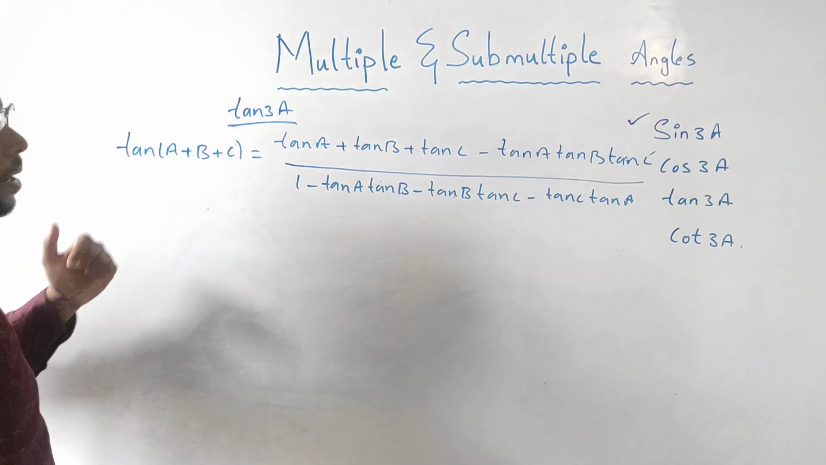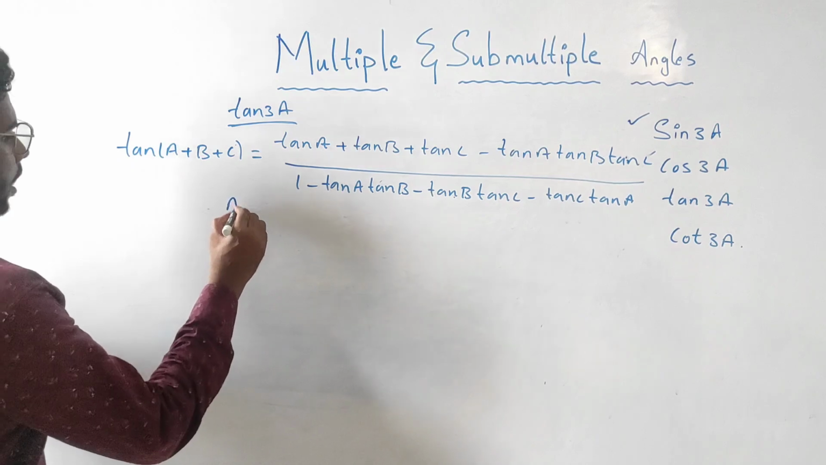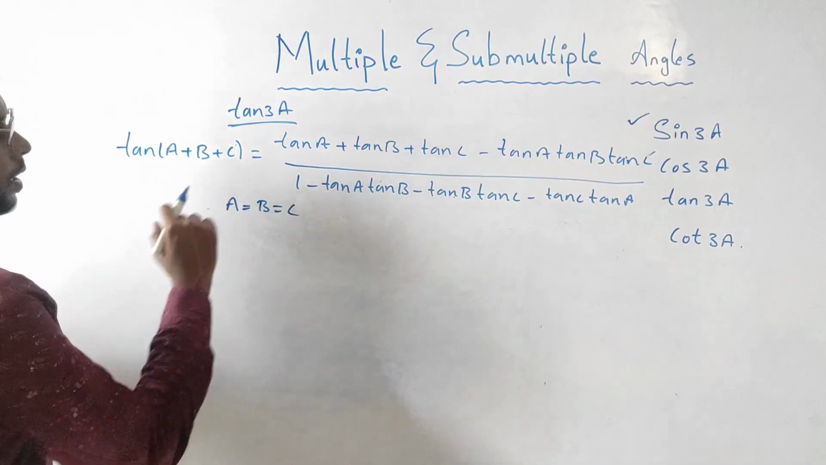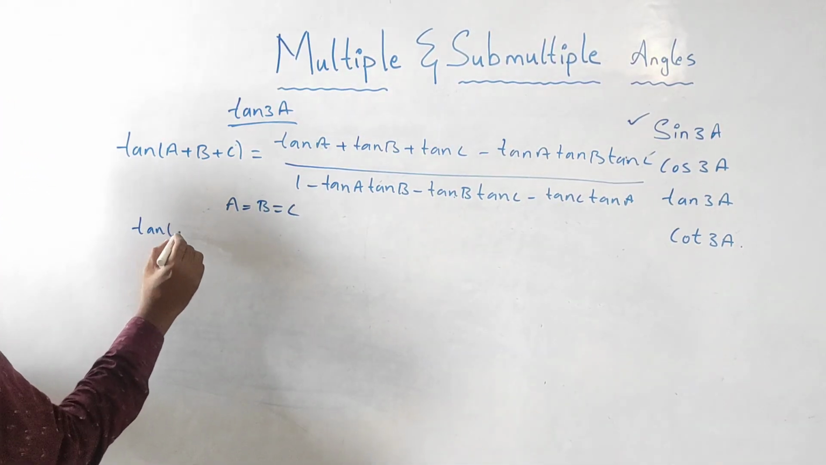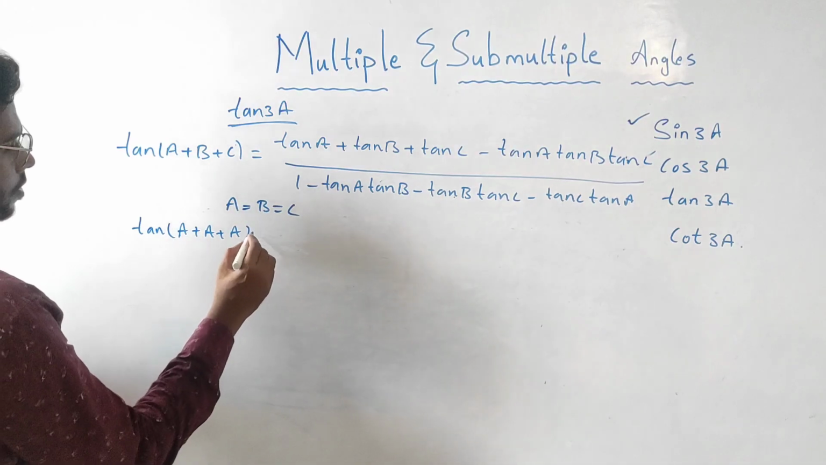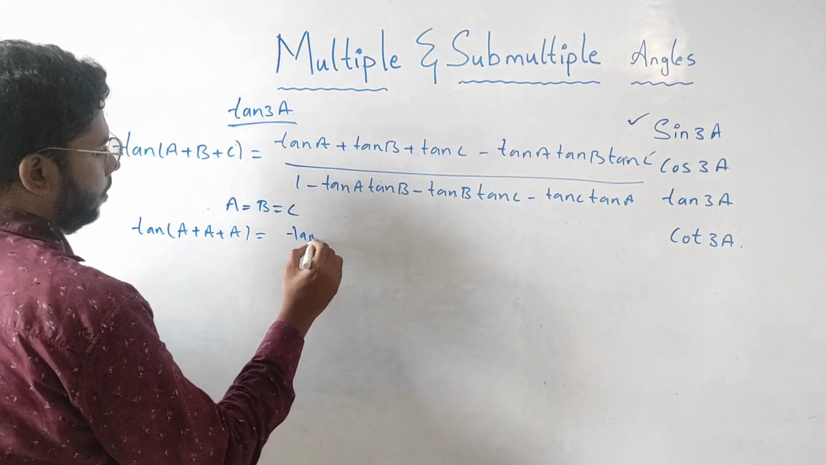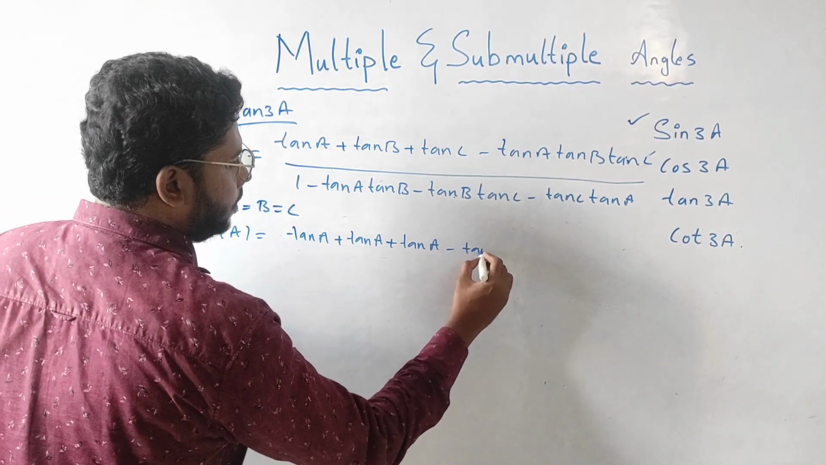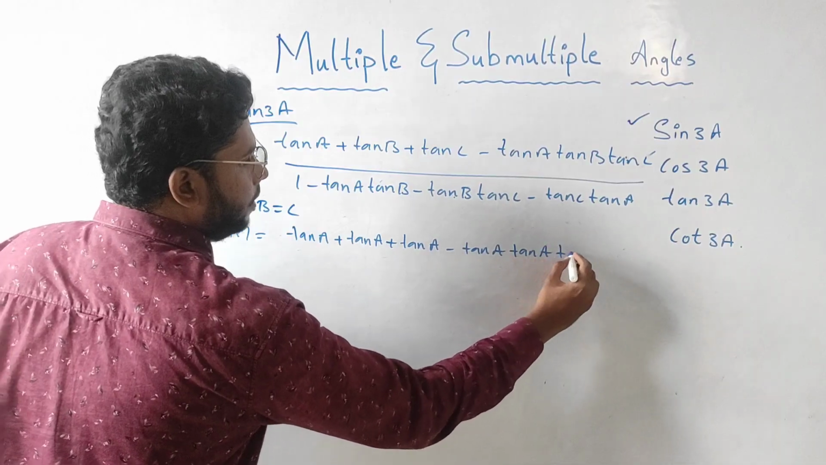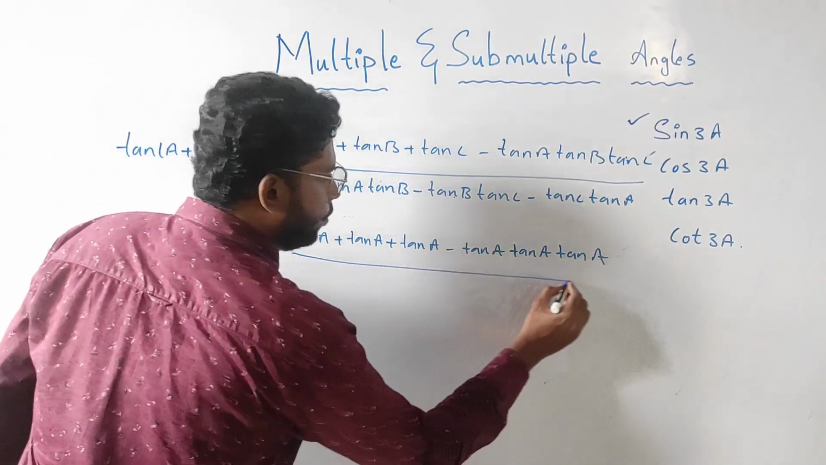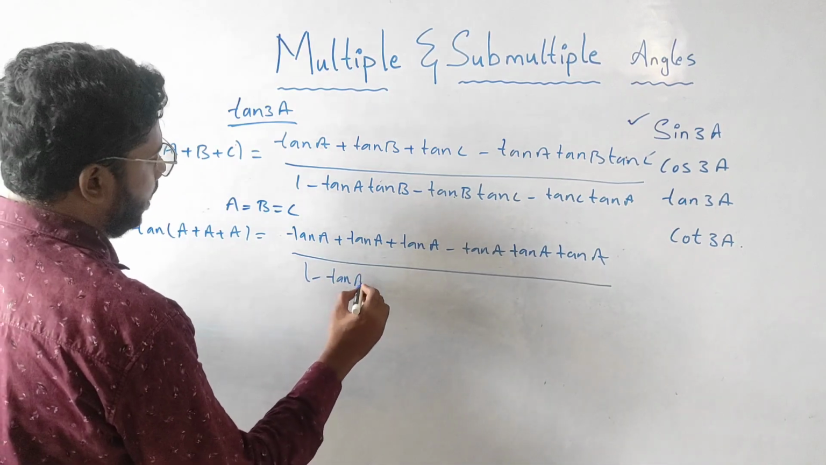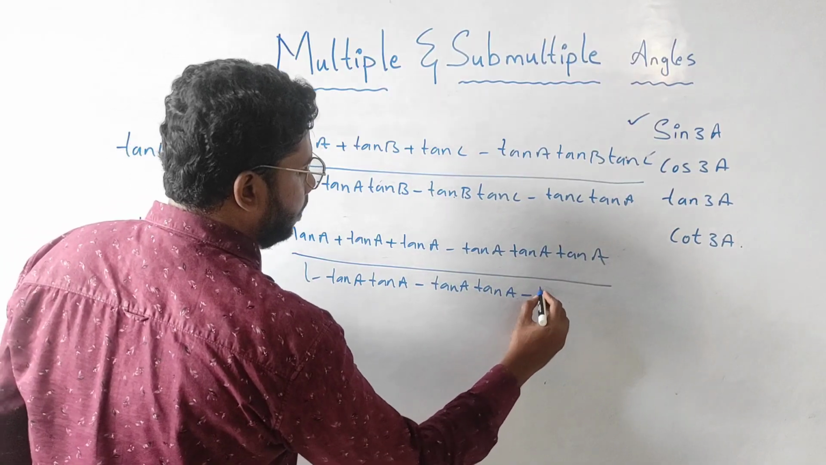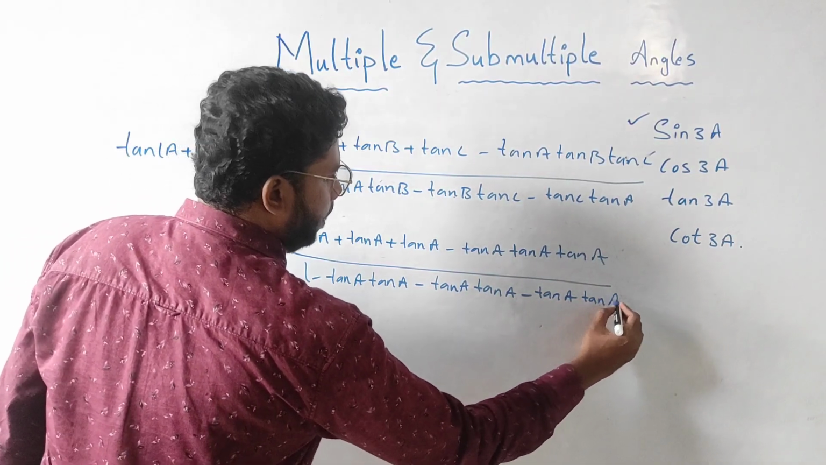We have learned this in compound angles. So now what we have to do is put A equal to B equal to C. That means in the place of B and in the place of C, we have to put A. So what does it become? tan A plus tan A plus tan A minus tan A tan A tan A, divided by 1 minus tan A tan A, minus tan A tan A, minus tan A tan A. So what do you get?